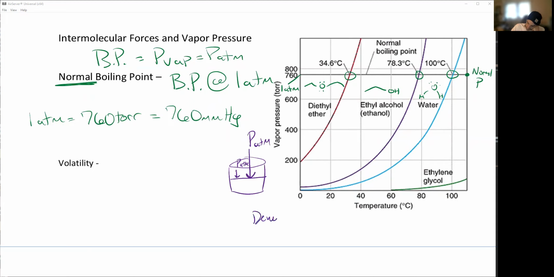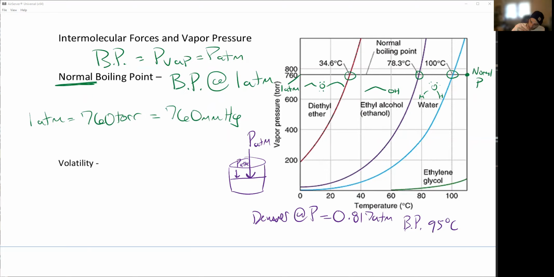So in Denver, at a pressure of 0.817 atmospheres, water has a boiling point of 95 degrees Celsius. 5 degrees is a massive difference, okay?